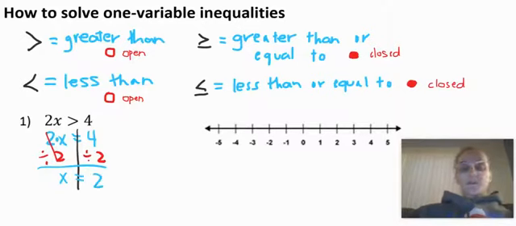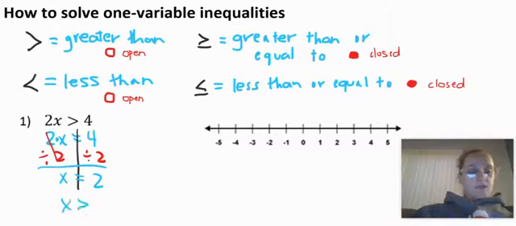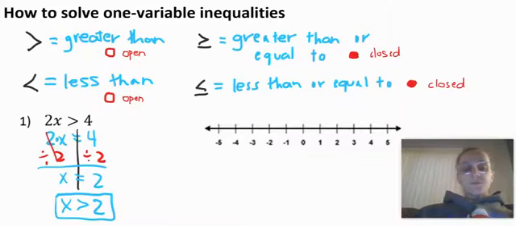The only thing I need to do at the end here is whatever my inequality was up here, I need to plug it back in for the equal sign down here. So now I have x is greater than 2, and that's going to be my solution. Again, it's still the same steps as solving for x in an equation, but now I just need to graph my solution.